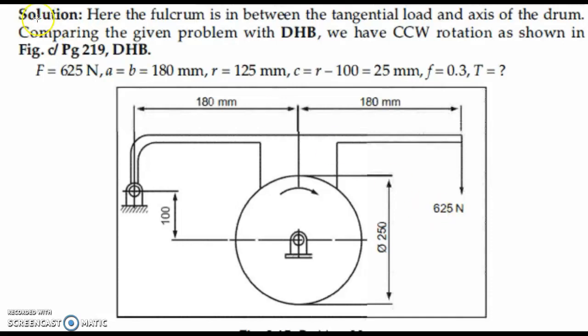So we consider the same page number in our data book, page number 267, and figure C. Using that equation and that figure, we can find the value of torque. First of all, we write the given data. F is equal to 625 Newton. A and B are the same, equal to 180 mm. Then R is equal to 125 mm. Again, C is equal to R minus 100, that is 25 mm. Then the coefficient of friction is given. Then find the value of T.